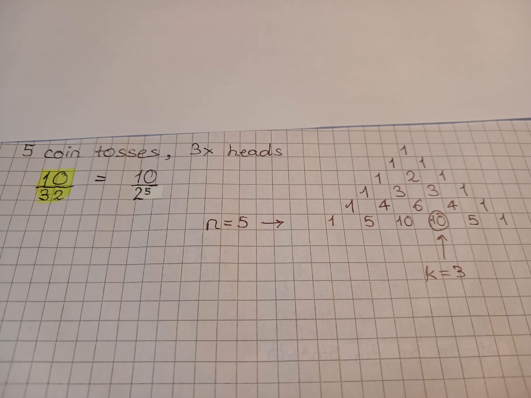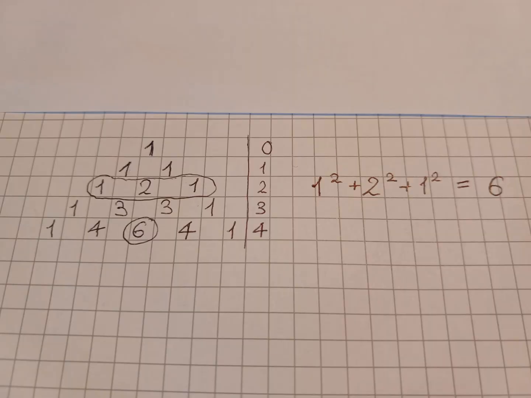So there you have it. If I'm tossing a coin 5 times and I want to know the probability that I'll get heads 3 times, then I can just look at Pascal's triangle. It's 10 over 32, or 10 over 2 to the power of 5. Another neat property is that the sum of squares in row n equal the middle number of row 2n. As you can see, the properties don't end. They just keep coming. And believe me, the next few properties are going to be amazing.